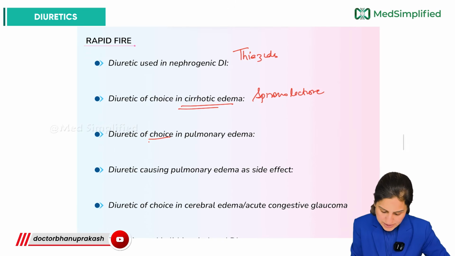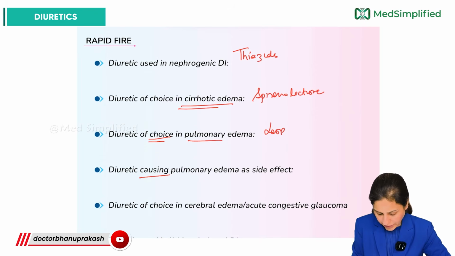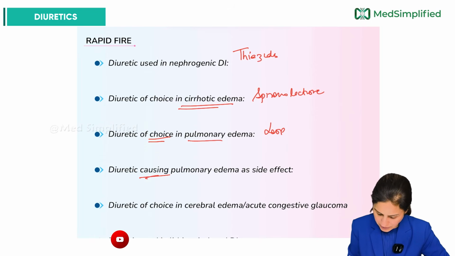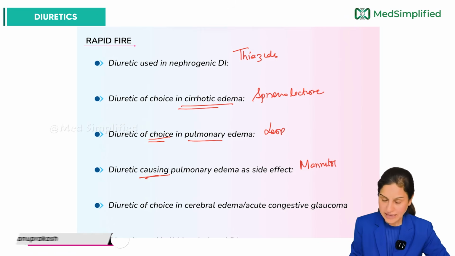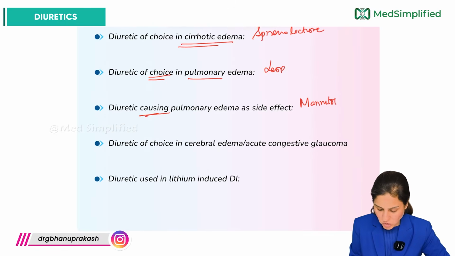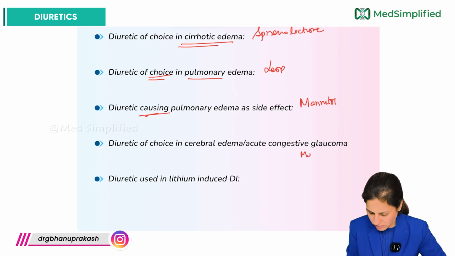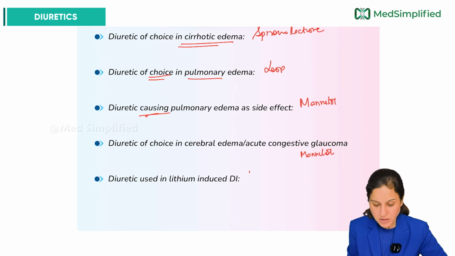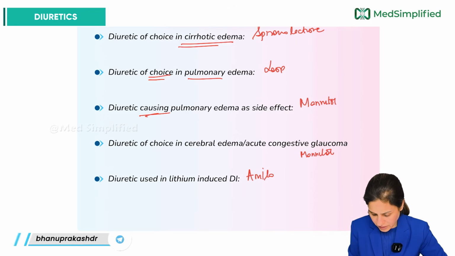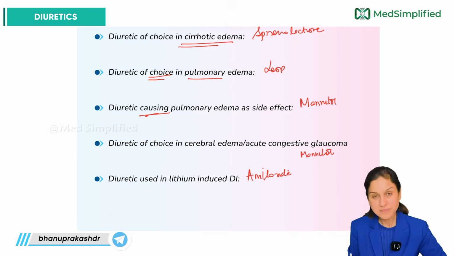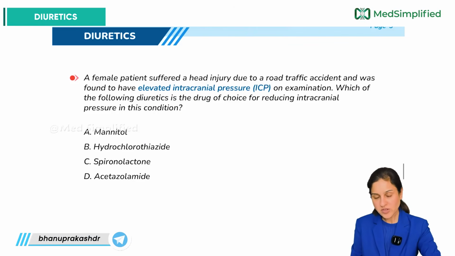Diuretic of choice in pulmonary edema, we have loop diuretics. But the diuretic which can cause pulmonary edema, that is your mannitol. Read the question carefully, what they're asking. Diuretic of choice in cerebral edema, acute congestive glaucoma, again remains your mannitol. And diuretic used in lithium-induced diabetes insipidus, we have amiloride.